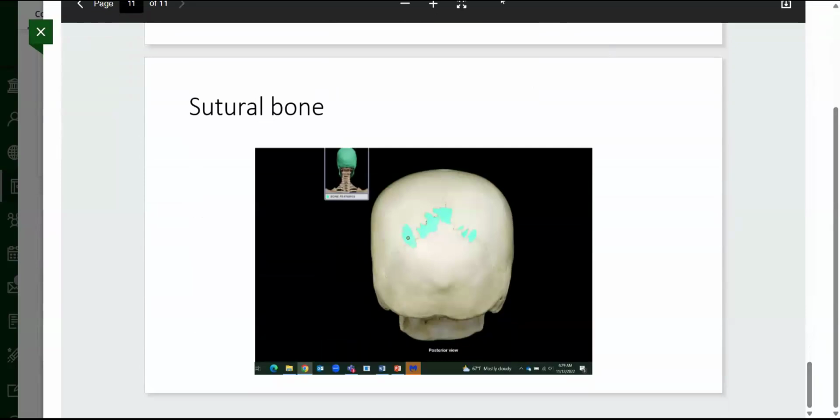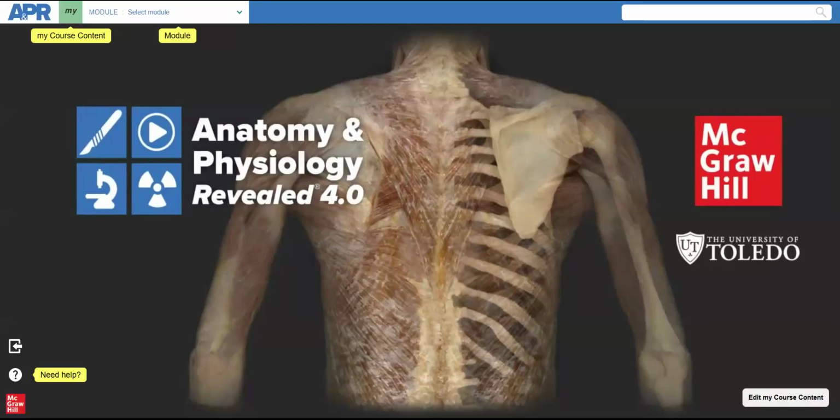All right, so let's go to the APR program. The bottom right-hand side, where a My Instructor version, it says edit my course code. This is where you would have the opportunity to enter in the customized course code. So let's see if I can follow my own instructions.